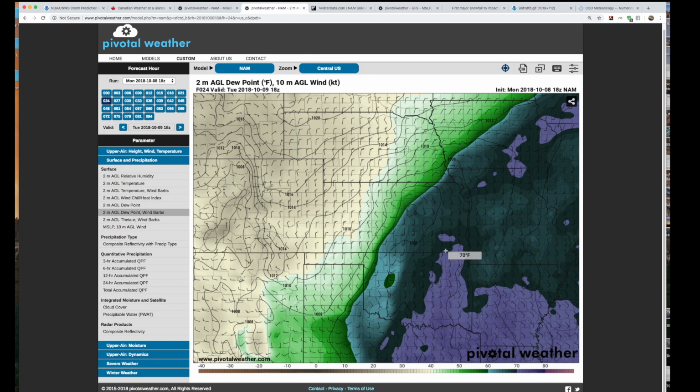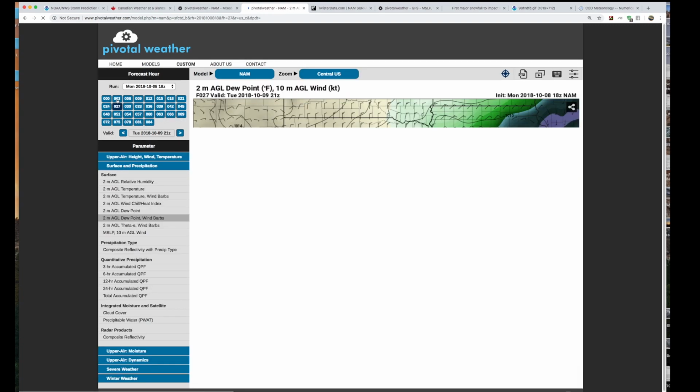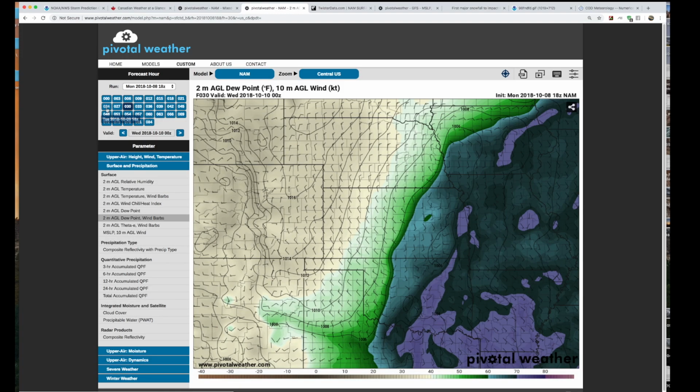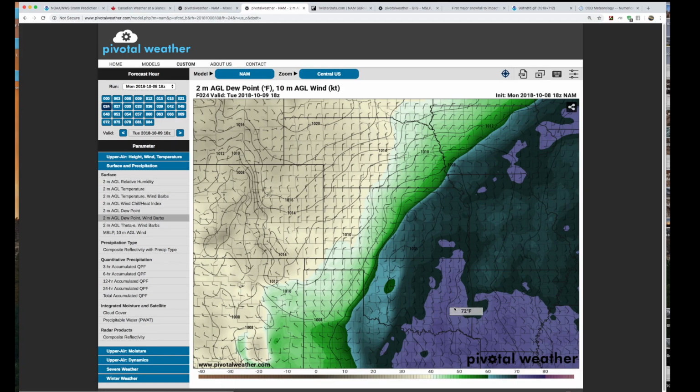So this is eastern Oklahoma. This is the area we're looking at for severe storms on this day. And you can see that 71 Fahrenheit is fairly high, especially for 1 p.m. So we can look further in the day. But it seems to be maintained around the 70s, which is really high for this time of year.